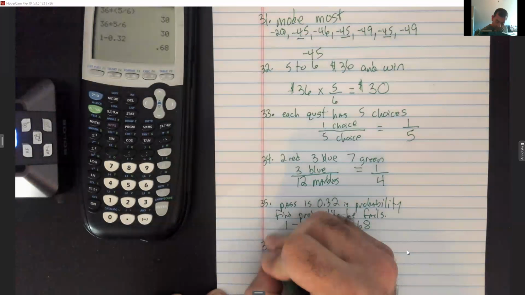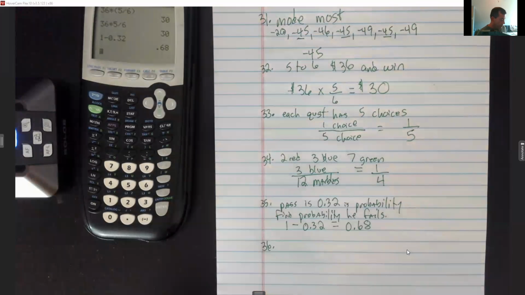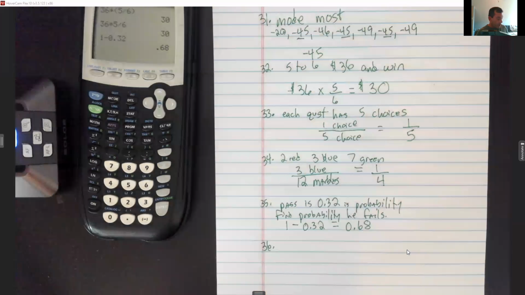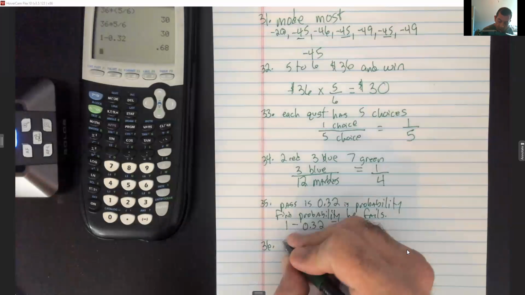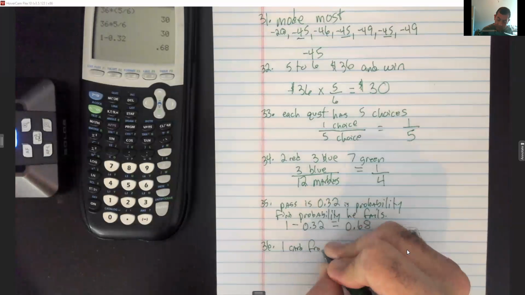Okay? All right, 36. They want us to describe the method, theoretical, relative frequency, or subjective, and compute or estimate the following probability. An experiment consists of drawing 1 card from a 52 card deck.